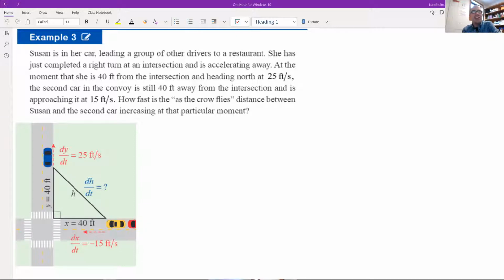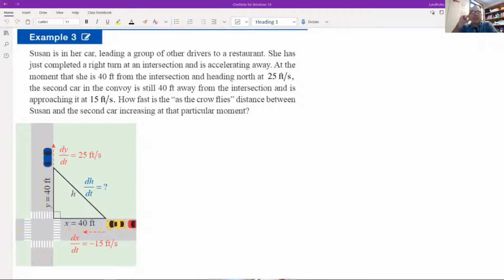Susan is in her car leading a group of other drivers to a restaurant. She's in the blue car. She's just completed a right turn at an intersection and is accelerating away. At the moment that she is 40 feet from the intersection and heading north at 25 feet per second, the second car in the convoy is still 40 feet away from the intersection and is approaching at 15 feet per second. How fast is the as the crow flies distance between Susan and the second car increasing at that particular moment? So we're faced with this related rates problem.